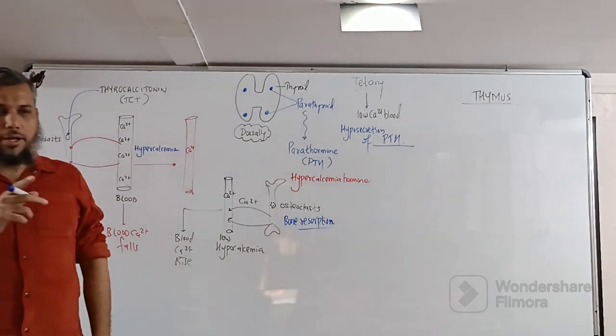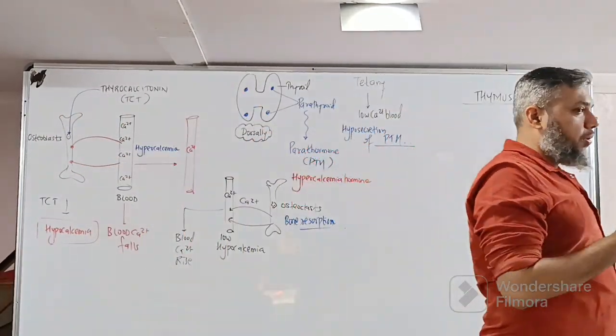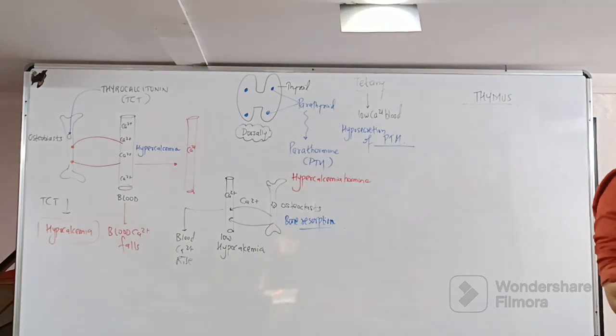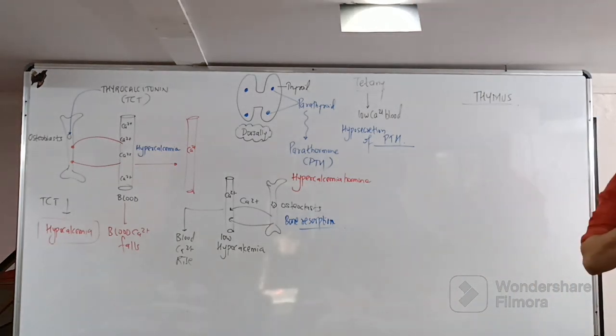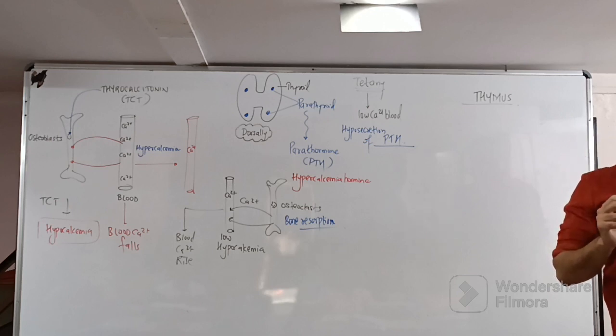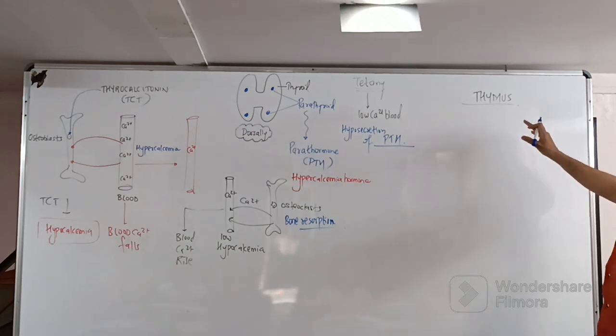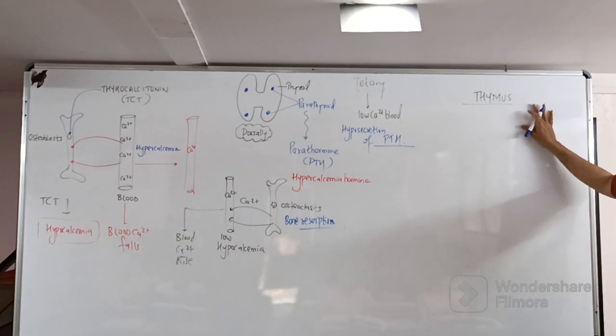I told you this during white blood cells when I mentioned lymphoid organs. For leukopoiesis, formation of white blood cells occurs in the lymphoid tissue. We'll continue. Thymus.